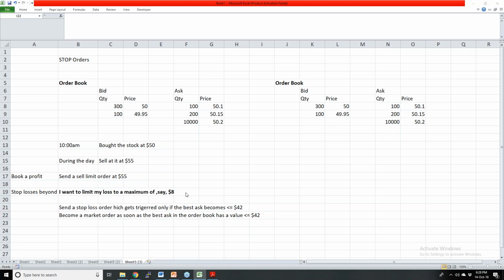Is this clear, guys? Is the stop loss order clear? Yes or no? So this order would essentially make sure that my loss is not more than a certain value. The objective is to get rid of the asset if the best ask falls below a particular point.